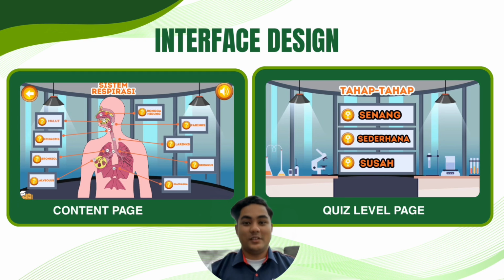The content page visually explains the respiratory system using diagrams. Students can learn step by step how breathing works and the detailed function of each organ. After that, the quiz level page allows students to test their understanding. This helps reinforce learning through practice and assessment.